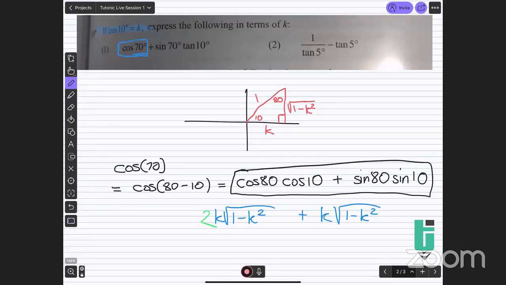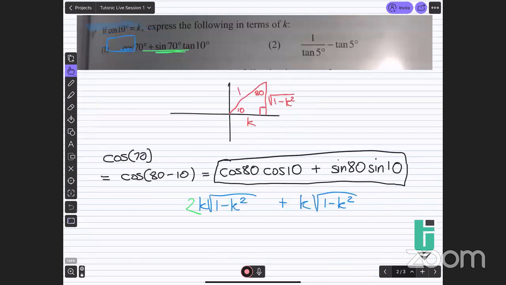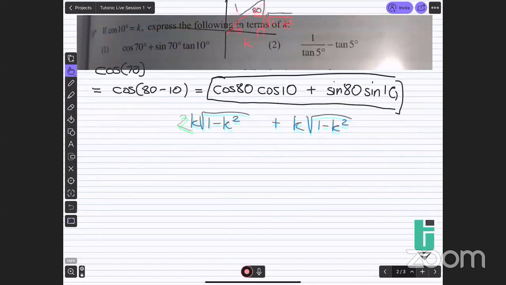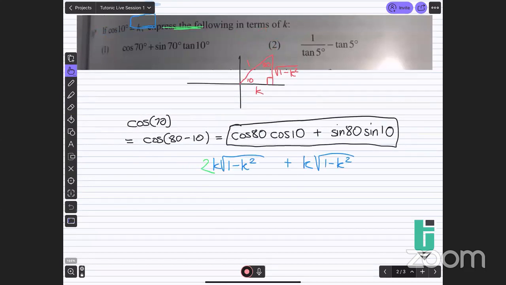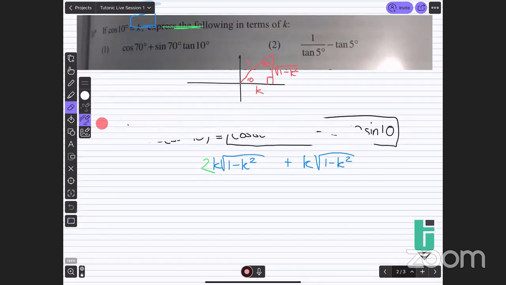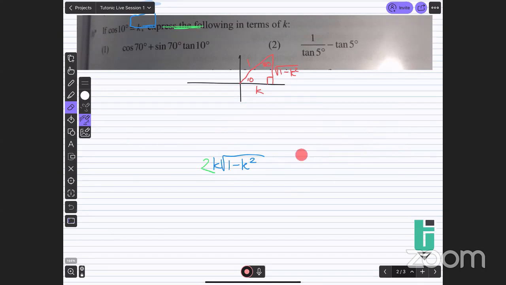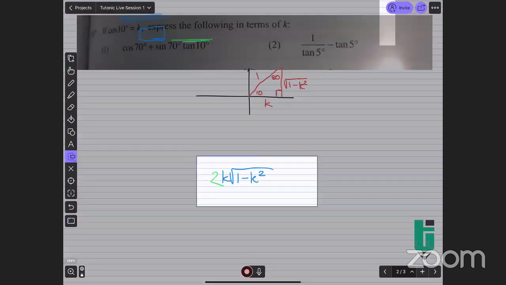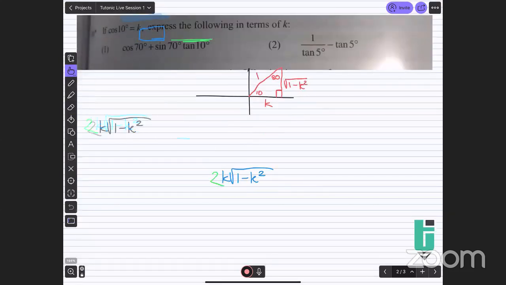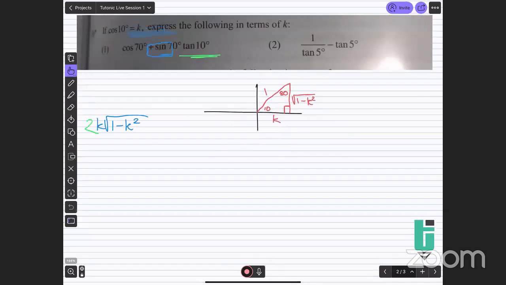I actually forgot, I saw that there's a whole other part to this. Sorry, I got excited. So let us erase that. But you agree sine 70 is going to be the same, you just use the sine identities. Let's do that now. What's sine of 70 going to be?